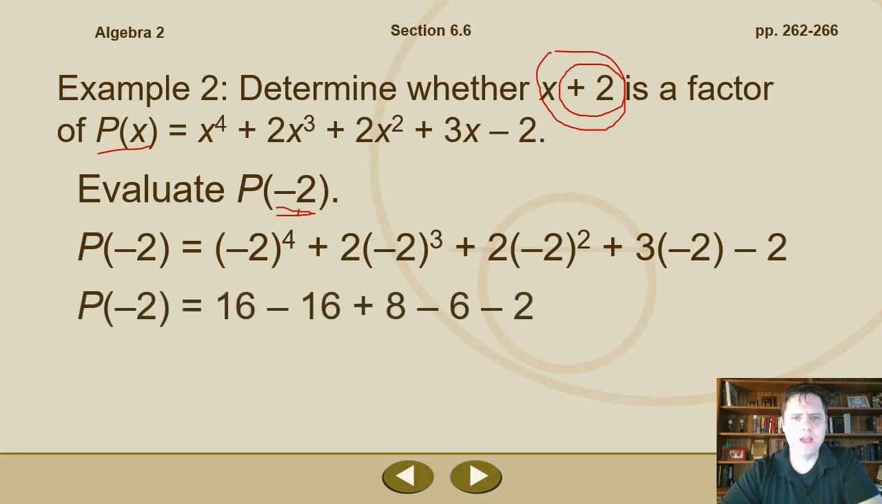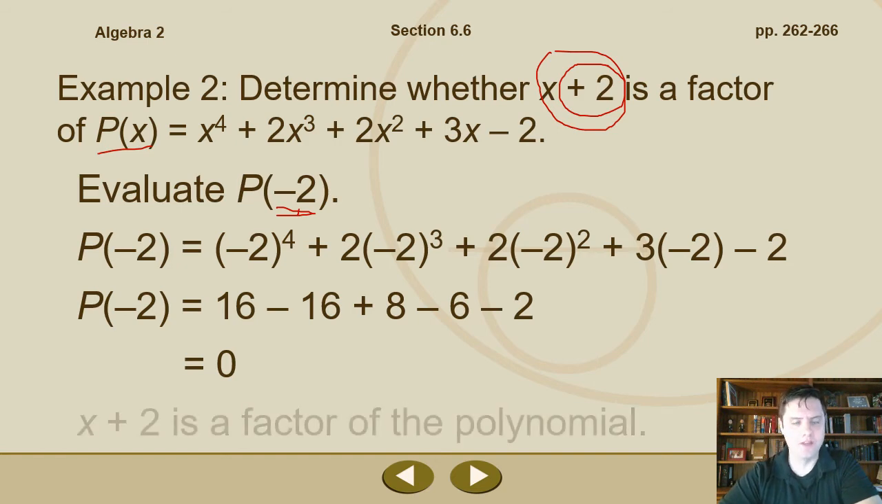And after you've done the algebra here, we get 16 minus 16, which would be 0. 8 minus 6 minus 2 would also be 0. So 0 plus 0 is 0. And since it's 0, the remainder is 0, which means that the original binomial, x plus 2, is a factor of the polynomial.